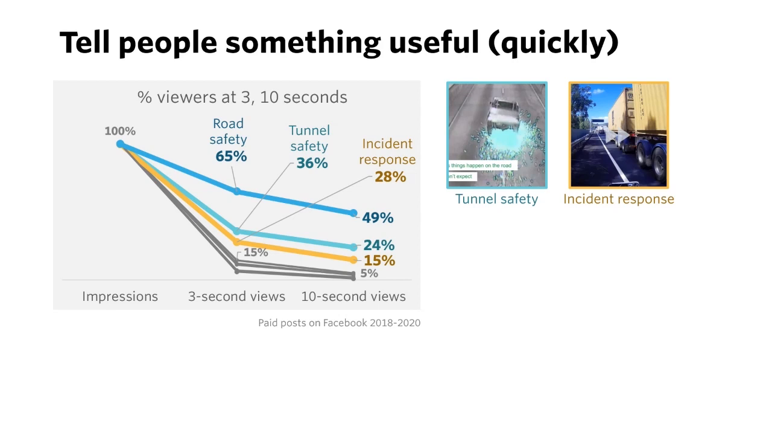So the tunnel safety one was a truck driving through a tunnel with sparks flying out because obviously the tire had gone flat and the rim was sparking on the ground. So that captured you very, very quickly in the first 3 seconds. And the incident response one was basically a sped up vision of a motorcycle incident response driver zipping by alongside traffic. So both of them were very arresting.